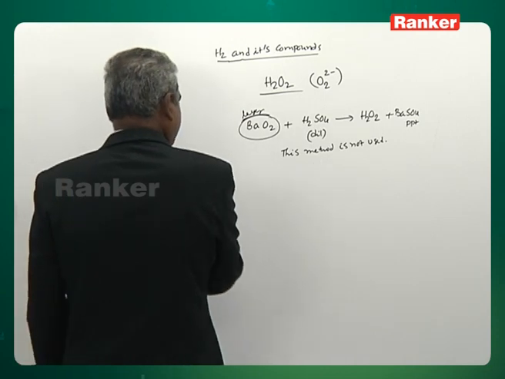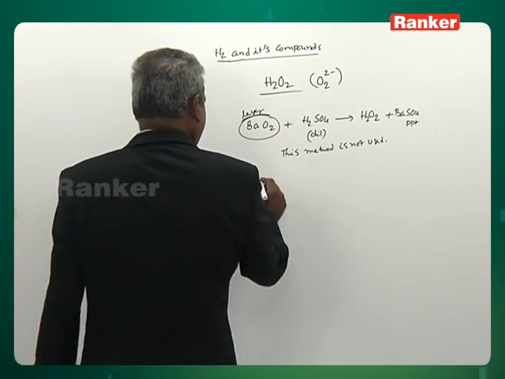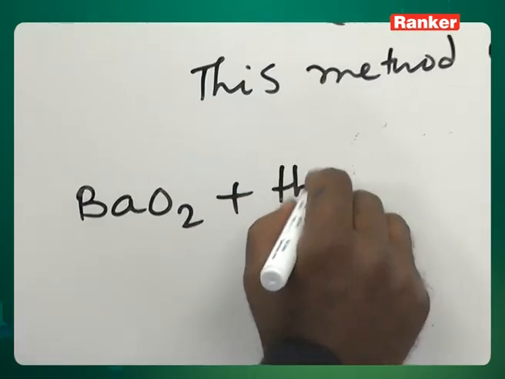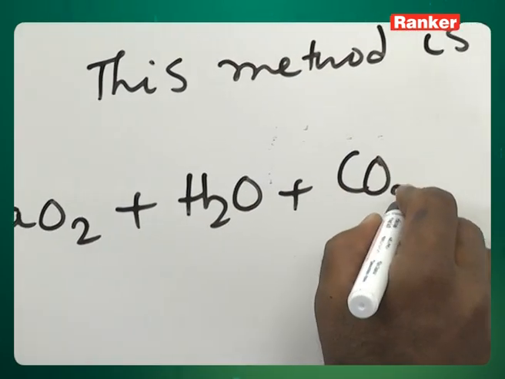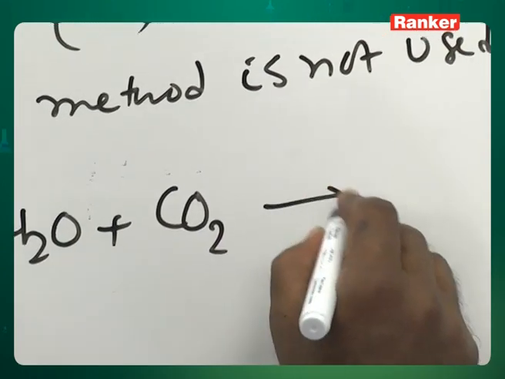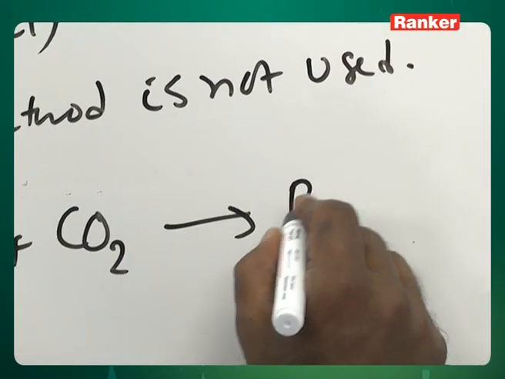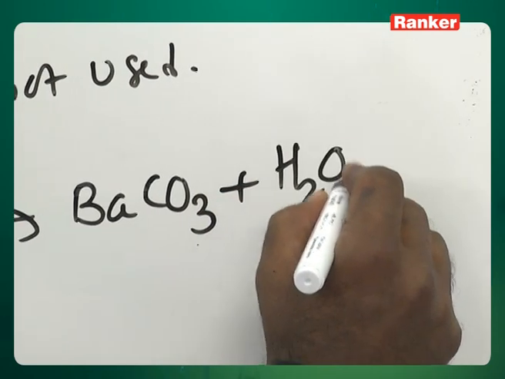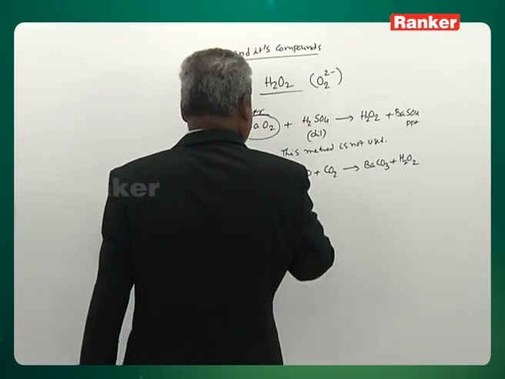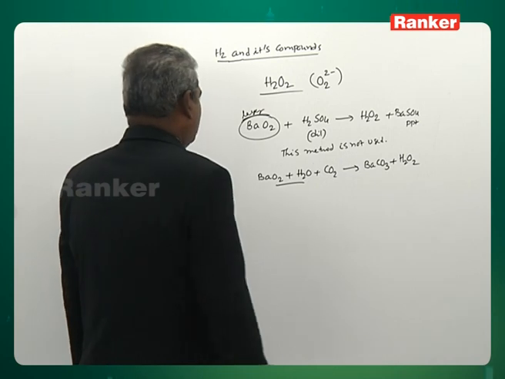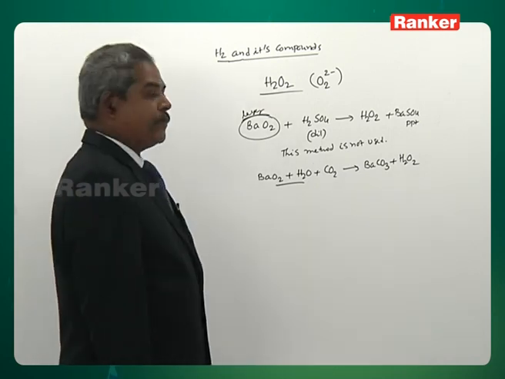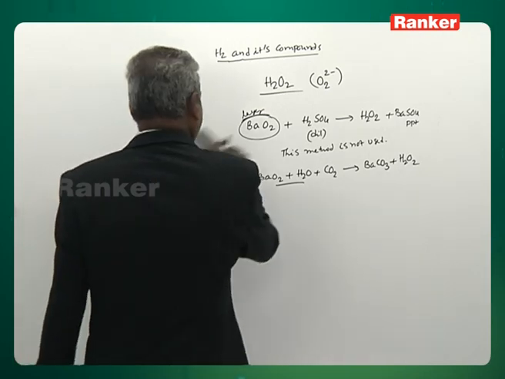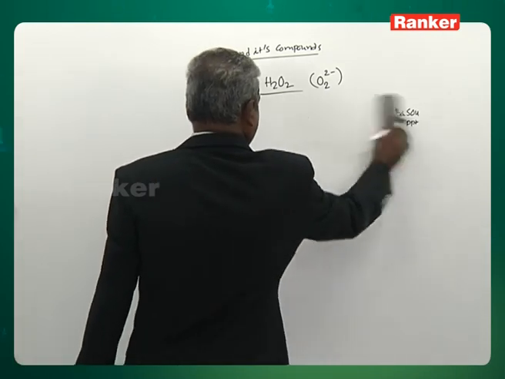So, then how is H2O2 prepared from barium peroxide? BaO2 plus H2O plus CO2, you get BaCO3 plus H2O2, hydrogen peroxide. So, how is hydrogen peroxide prepared in the laboratory? By adding dilute acid to a peroxide.